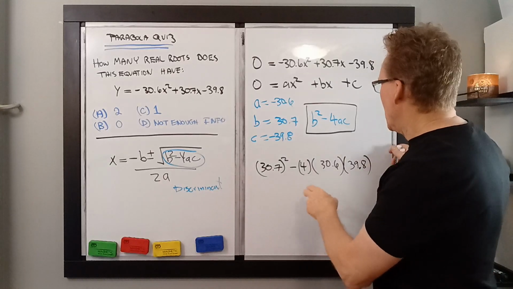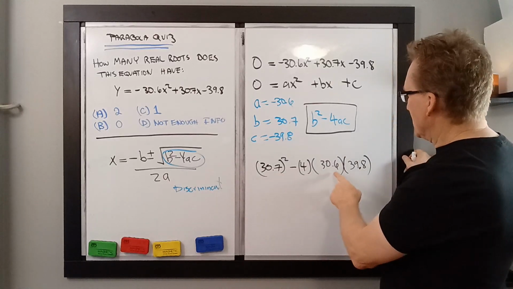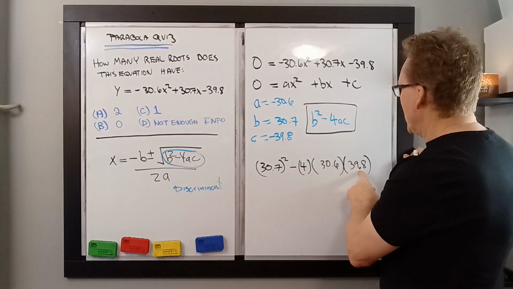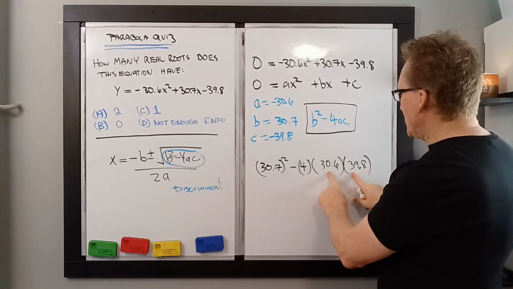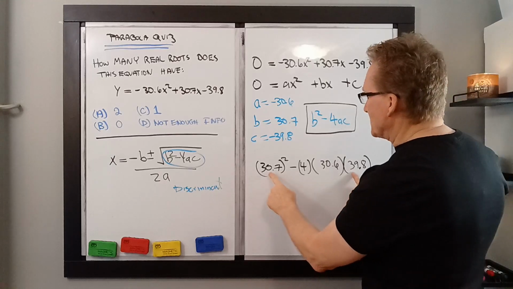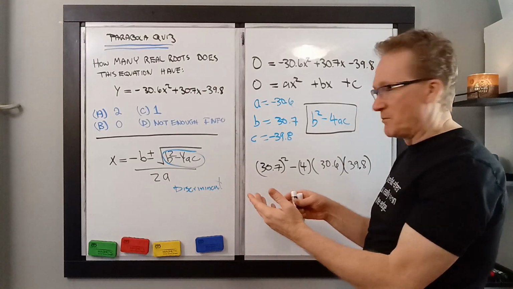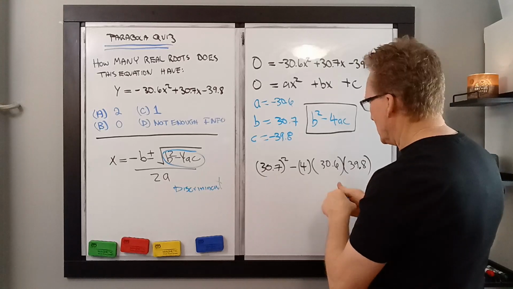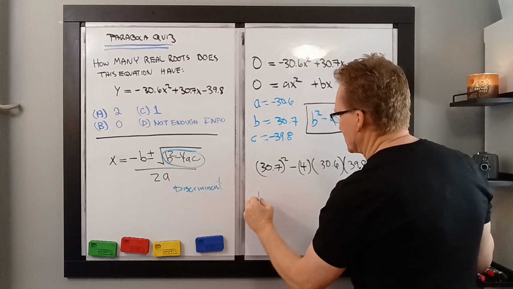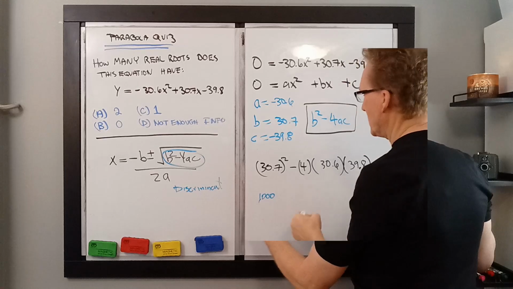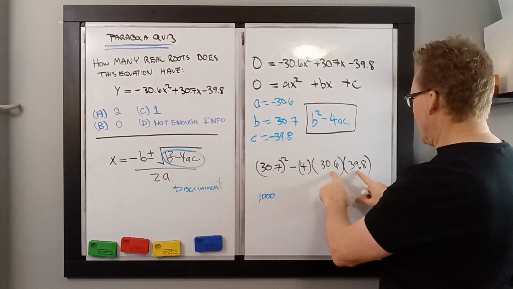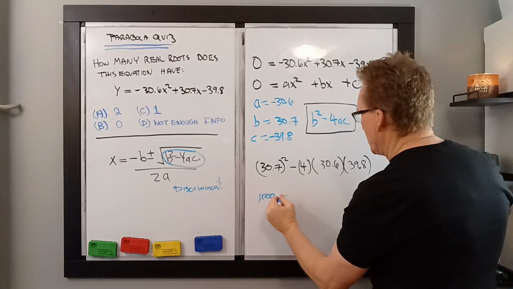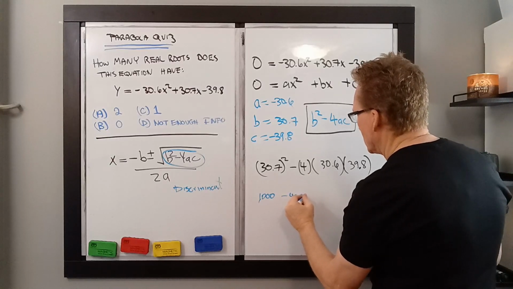So if you notice here, this is 30 point something. This is 30 point something. This is actually a larger number than this one. It's 39.8. So these two things multiplied together are going to be as big as this one or a little bit bigger. What we have here is some number, maybe it's 1,000 or something. 30 times 30. And then over here we have a similar number, which is about 1,000, but there's 4 of them. So it's going to be about minus 4,000.